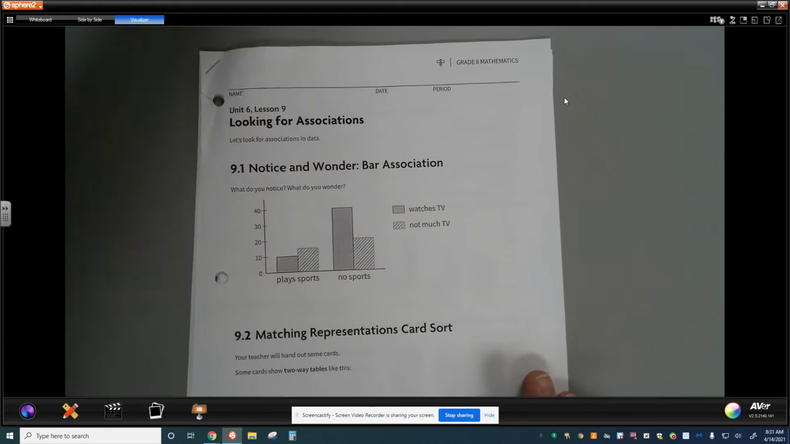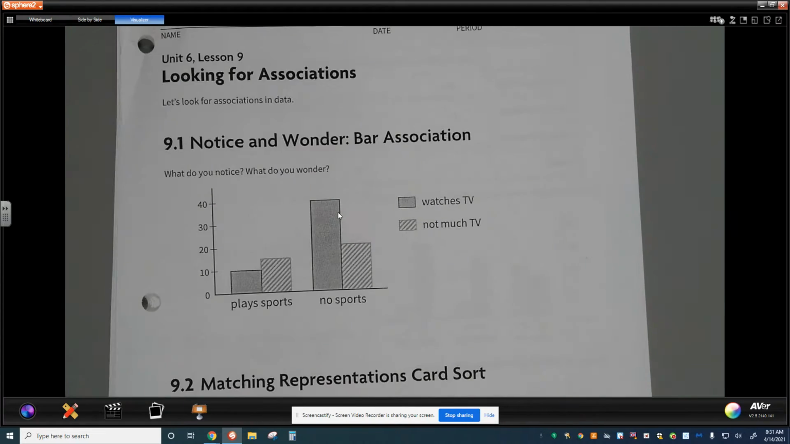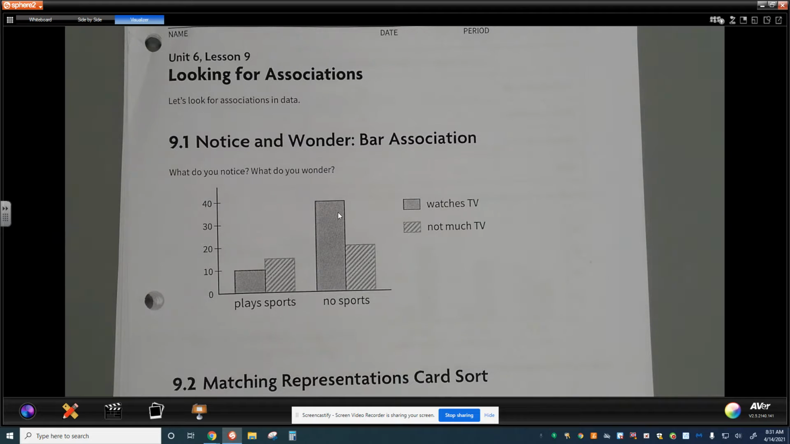Here we are with Unit 6, Lesson 9, looking for associations. We're going to take a little walk from scatter plots today to look at another way to represent the data that could also be represented by a scatter plot. First thing we're looking at is a notice and wonder. This is called bar association, meaning that we're looking at a bar graph. It says, what do you notice and what do you wonder?